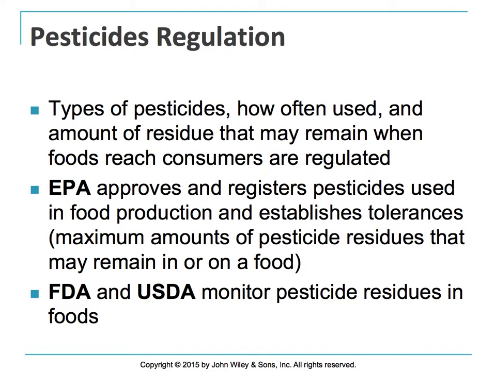Pesticide regulation. Types of pesticides, how often they're used, and the amount of residue that may remain when foods reach consumers are all regulated. The EPA approves and registers pesticides used in food production and establishes tolerances. Tolerances are the maximum amounts of pesticide residue that may remain in or on a food. Both the FDA and USDA are responsible for monitoring pesticide residues in food.